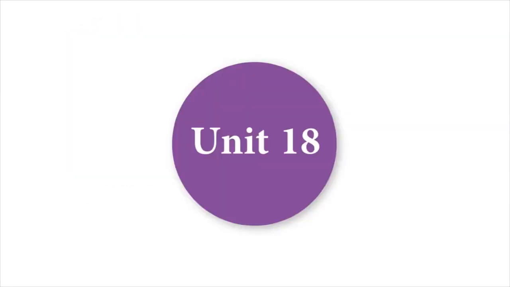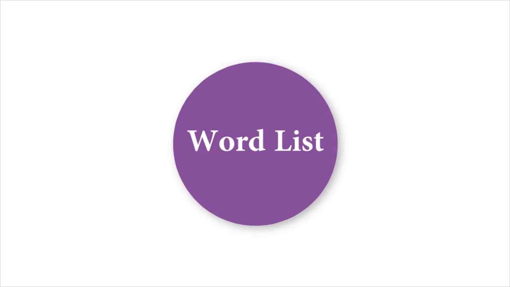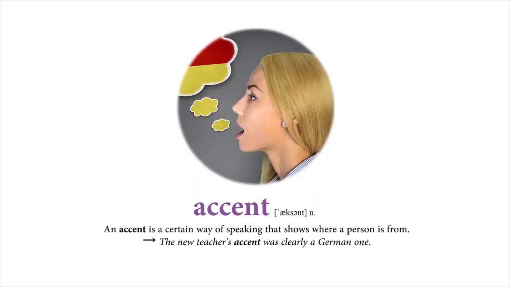Unit 18. Word list. Accent. An accent is a certain way of speaking that shows where a person is from. The new teacher's accent was clearly a German one.